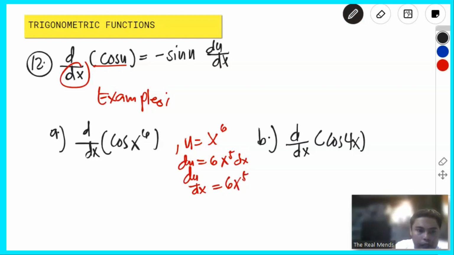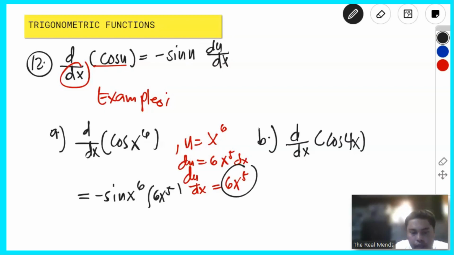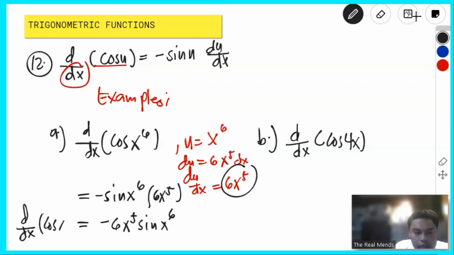Okay, from the formula, just get the negative sine of u and then multiply by du over dx, that is just 6x raised to 5. So our answer will be negative 6x raised to 5 sine of x raised to 6. That's the answer for the derivative of cosine of x raised to 6.